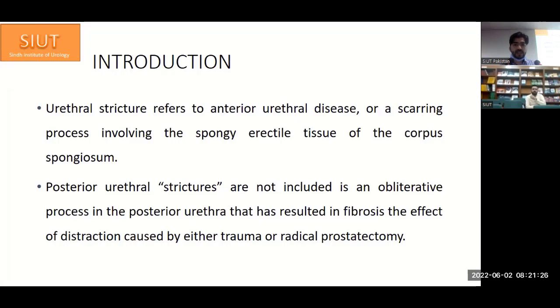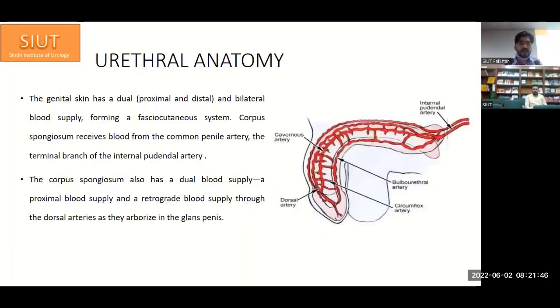Today my topic is anastomotic urethroplasty, flaps and graft for urethral reconstruction and augmentation urethroplasty. Introduction: urethral stricture refers to anterior urethral disease or scarring process involving the spongy erectile tissue of the corpus spongiosum. Posterior urethral strictures are not included; they are an obliterative process in the posterior urethra that has resulted in fibrosis, an effect of destruction caused by trauma or radical prostatectomy.